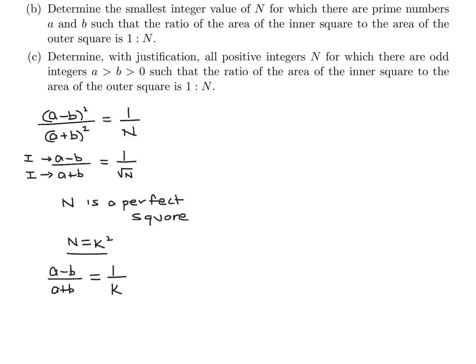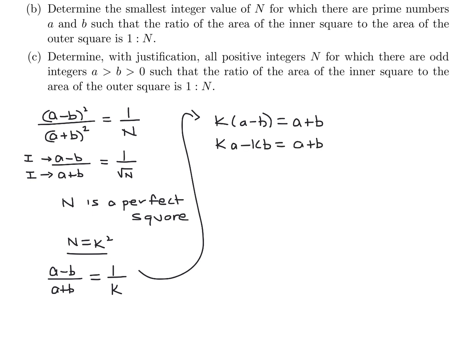All right, and let's bring that up here. So cross multiplying, we get k times (a minus b) is equal to a plus b. Right? And let's see, where do we go from here? Let's expand this out. We get ka minus kb is equal to a plus b. And then I put all the a's on one side, so ka minus a, and then kb plus b, and then factor out the a, we get k minus 1, and factor out the b, we get k plus 1.